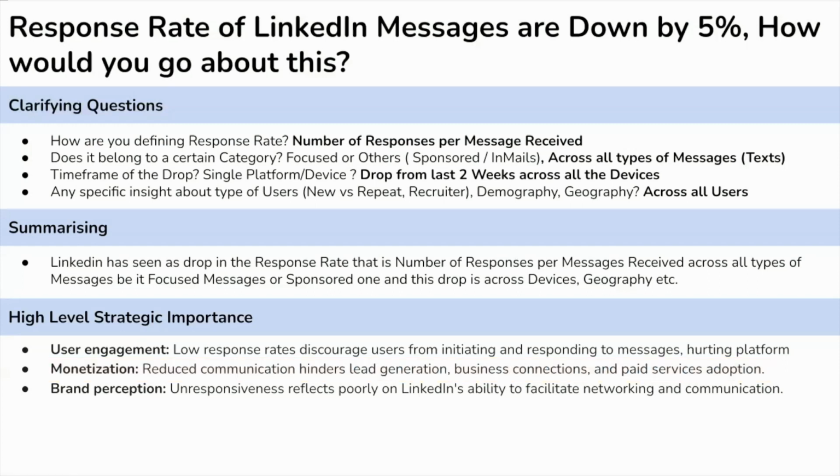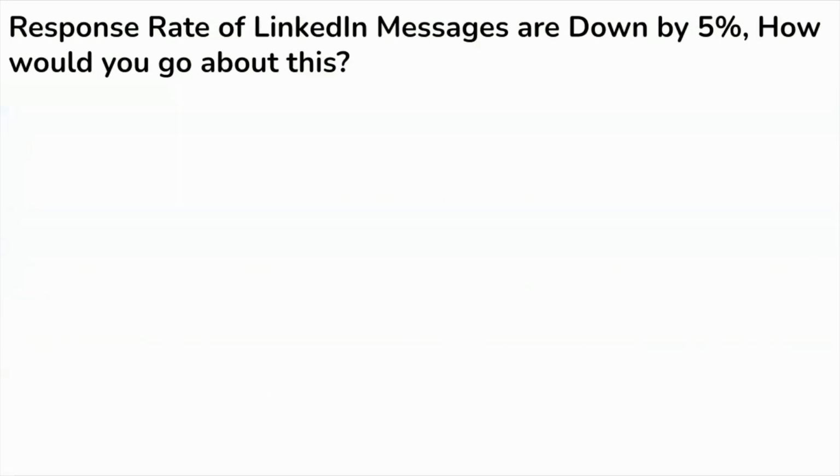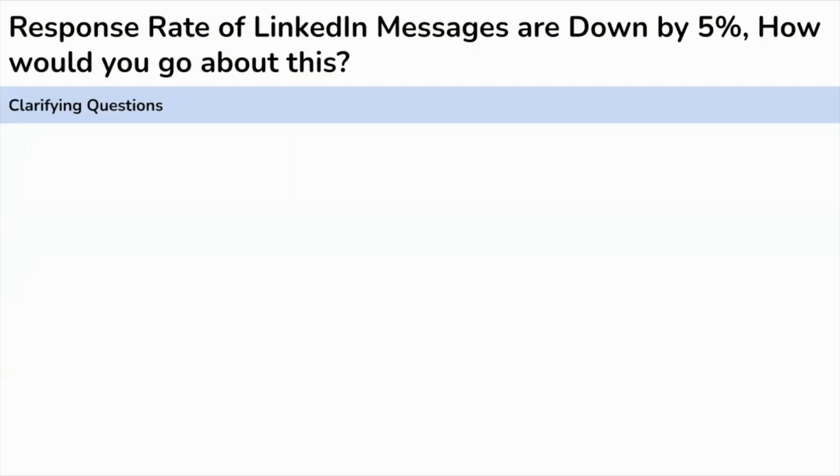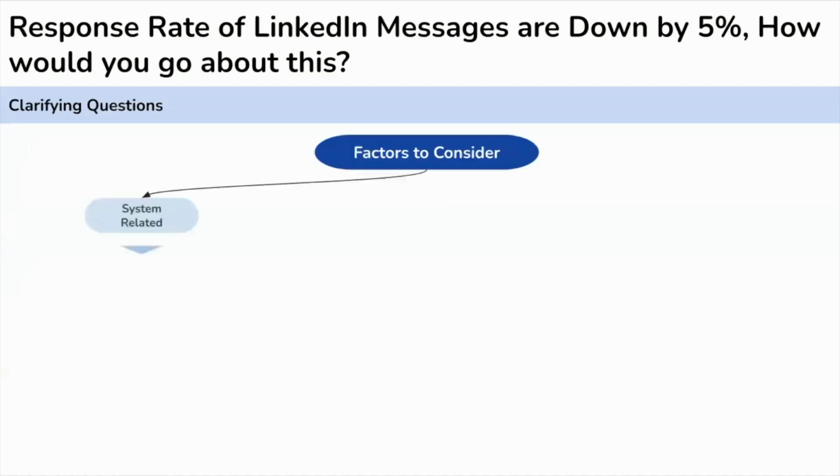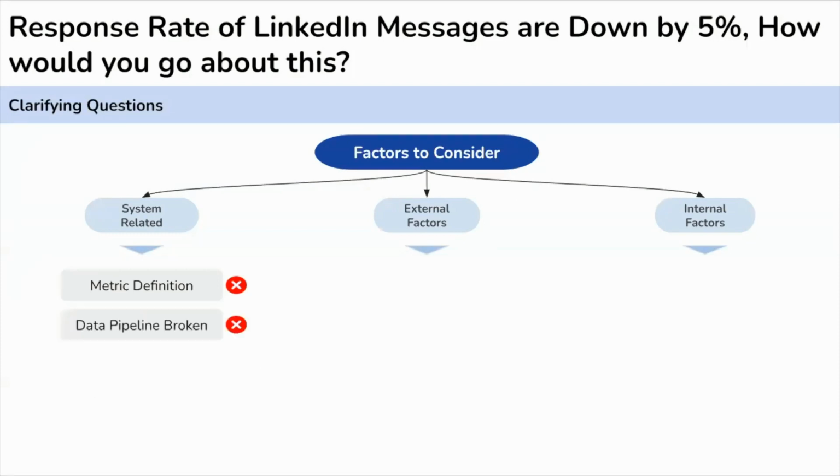Now that we know how important it is for LinkedIn, how should we go about solving this problem? We will consider the potential factors that can be responsible for the drop in the response rate. The factors can be related to system related factors, external factors, and internal factors. In system related factors, there can be a change in metric definition, change in event and instrumentation, breaking of the data pipeline, or some timeout or bug.